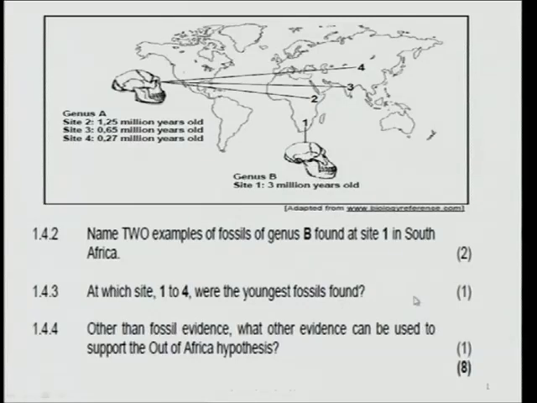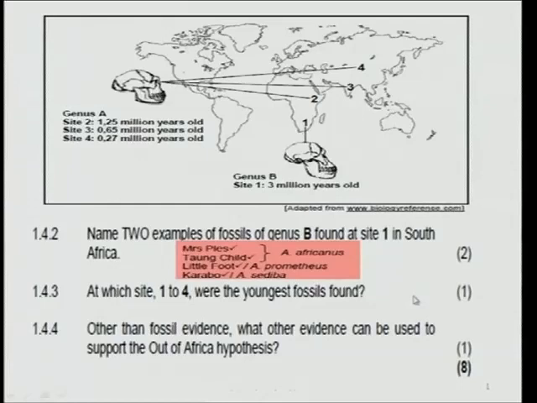It's a lot of information in one question, and you can name any of them: Mrs. Ples, the Taung Child, Little Foot, Karabo, or you can give them all their scientific names, Australopithecus africanus, but then you must know it includes both. You can't mention Australopithecus africanus and then the Taung Child, because the Taung Child belongs to Australopithecus africanus.